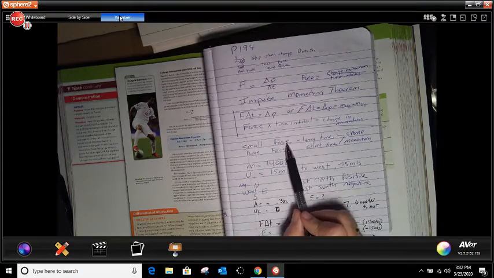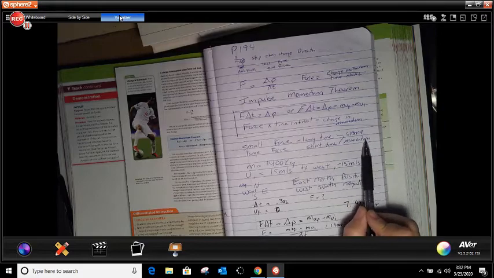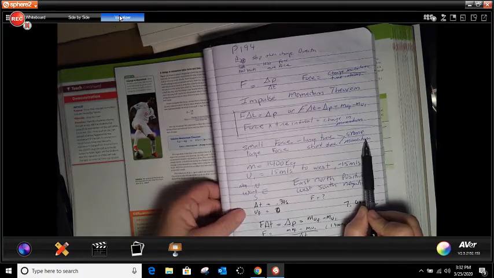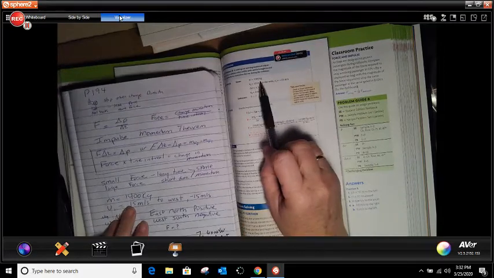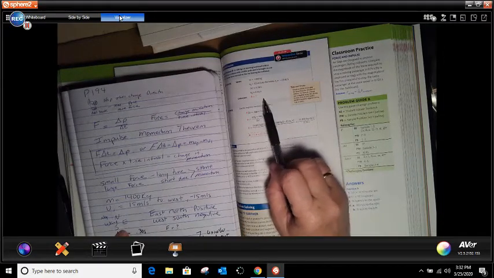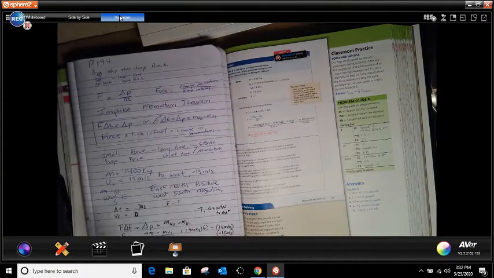I wrote down that a small force over a long time and a large force over a short time both have the same momentum. Then I went to the sample problem, which is right here, and I wrote down the variables. I drew my directions so I could know if it's positive or negative.